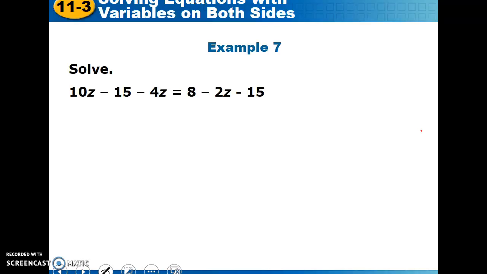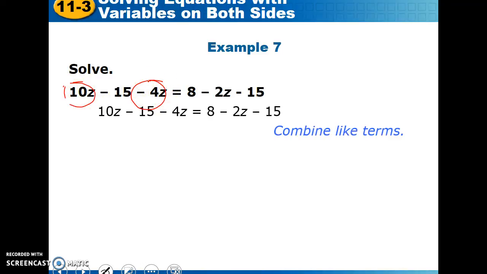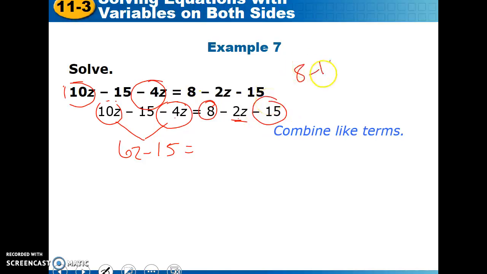So here we've got the variable z, and we've got 10z here and negative 4z here. So we're going to start by combining like terms. So I'm going to combine this positive 10z minus 4z first, combining that to be a positive 6z minus 15 equals. Now on the other side, we've only got one z, but we have two constants. So we have a positive 8 and a negative 15. So it's 8 minus 15, which would be a negative 7 minus 2z.